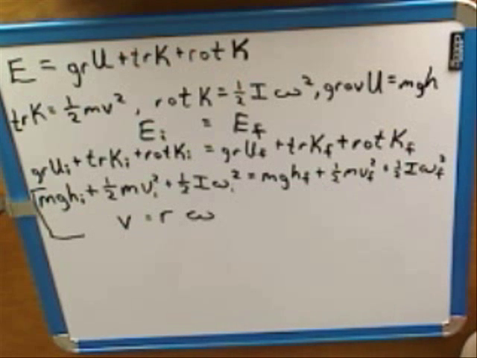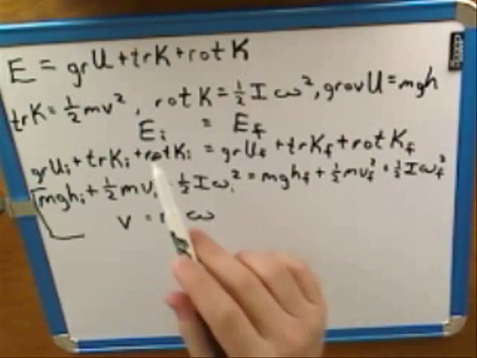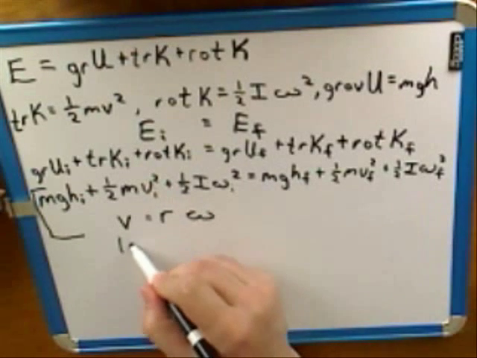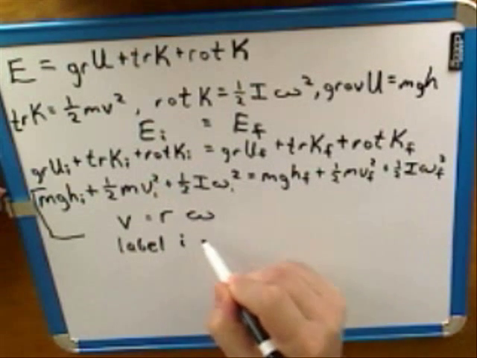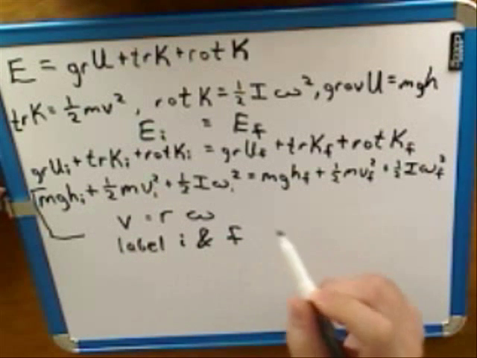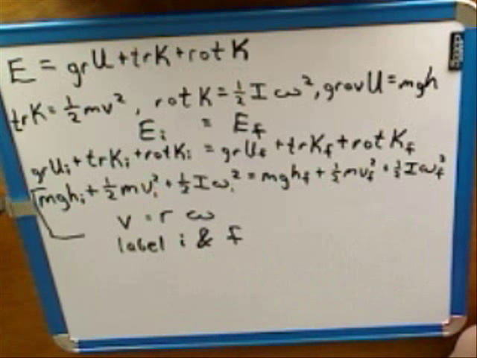Another point to make is anytime you do one of these problems, obviously you want to draw a picture, a nice big picture, and then it's crucial to label the initial and the final points. You can't use this equation unless you're very clear in your mind about what the initial point is and what the final point is. That's an important problem-solving technique. And let's see, one more thing.